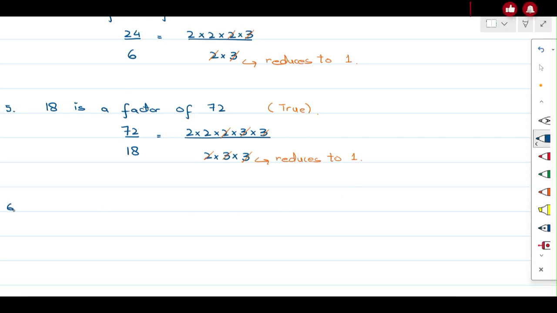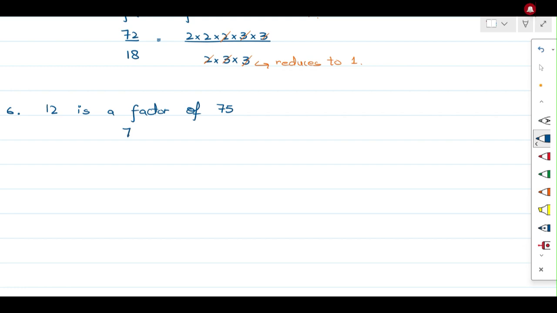Let's do another example. We can check whether 12 is a factor of 75. Let me check whether 12 is a factor of 75 or not. It means that when 75 is divided by 12, it must leave no remainder, right? So let me write down the prime factors of 75. The prime factorization of 75 does not start with 2, it starts with 3, right? So 3 times 5 is 15 and 15 times 5 is 75. And the prime factorization of 12 is 2 times 2 is 4 and 4 times 3 is 12, right?